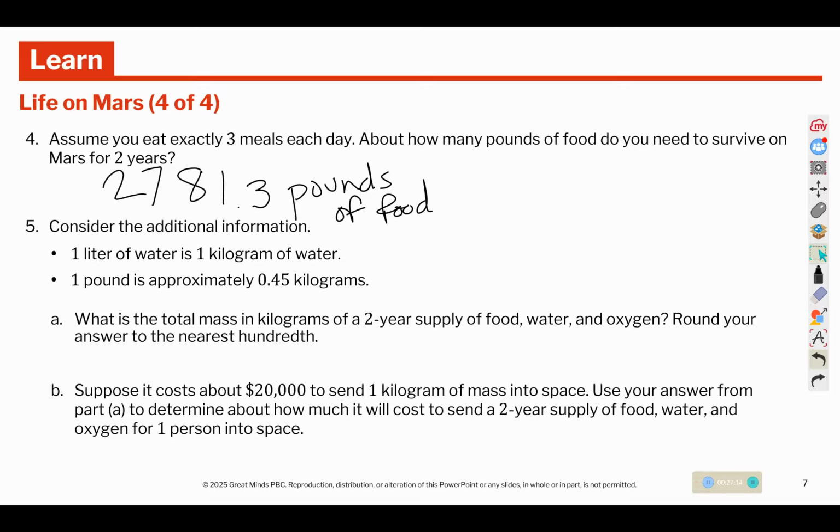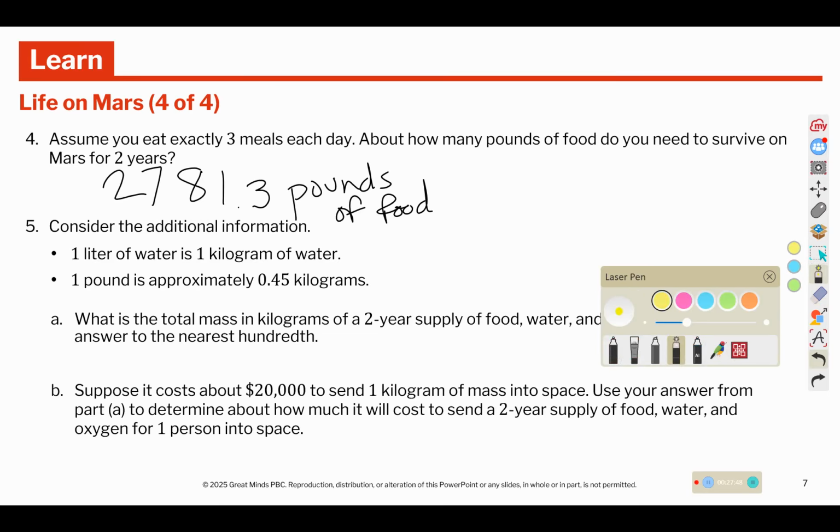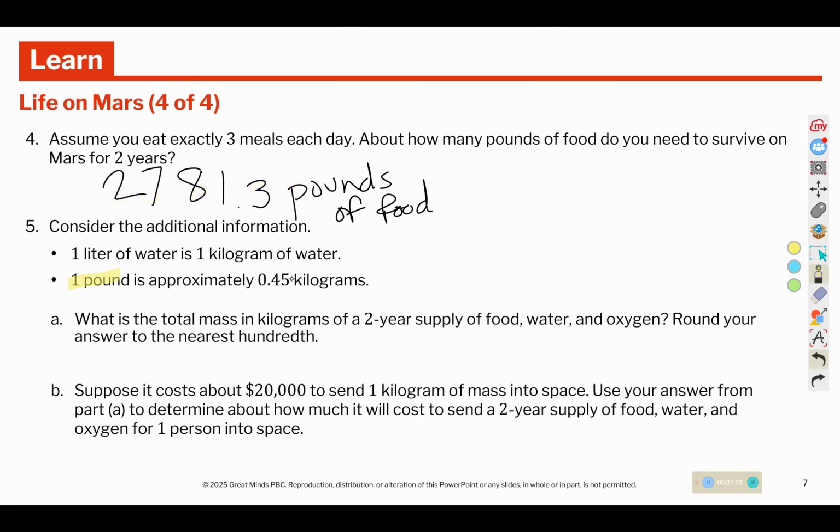Consider the additional information. 1 liter of water is a kilogram, and 1 pound is approximately 0.45 kilograms. What is the total mass in kilograms of a 2-year supply of food, water, and oxygen? Round your answer to the nearest hundredth. Well, let's start by changing the pounds of food to kilograms. We're going to have to multiply that by 0.45.